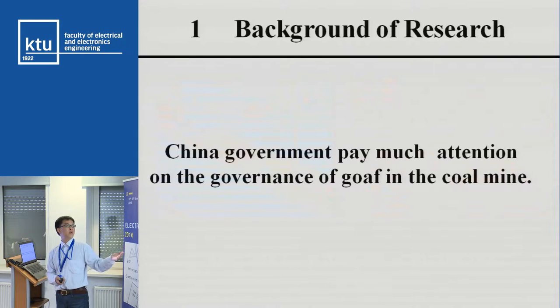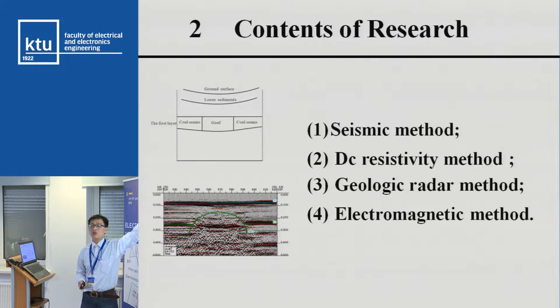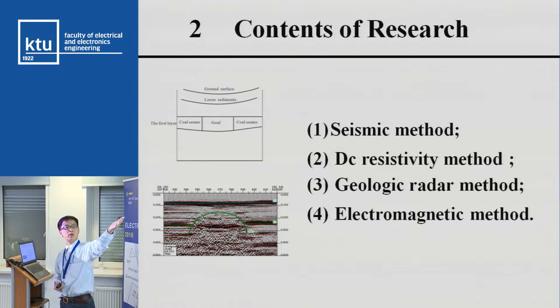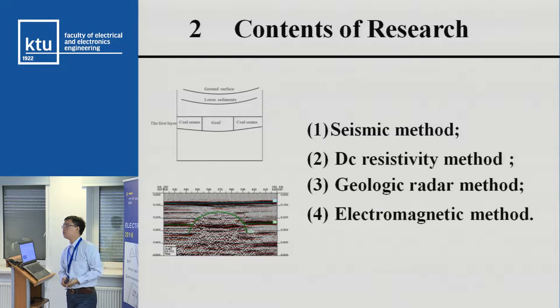So the government pays much attention to the governance of the Goaf in coal mines. My research field is geophysics, so we use geophysical methods. Before the Goaf becomes very, very dangerous, we can find it. Usually we use the seismic method, the DC resistivity method, the geological radar method, and an electric method. These methods are usually used on the surface. This method can solve a model like this. We can find it before it becomes very dangerous.